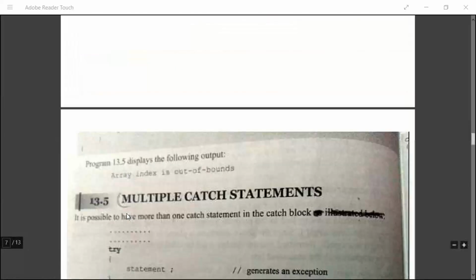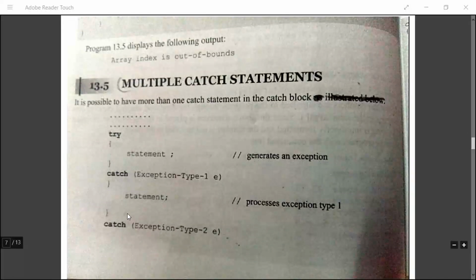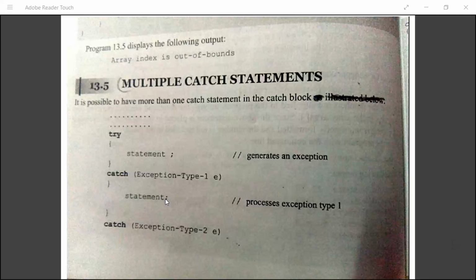Here we are seeing that we can write multiple catch statements. Why are multiple catch statements written? The reason is we don't know which kind of exception the try block is going to give rise to. The try block can give rise to any exception, I mean, a list of exceptions.